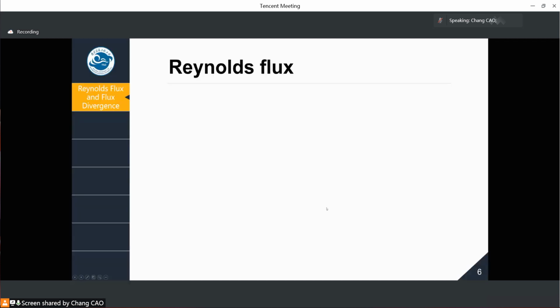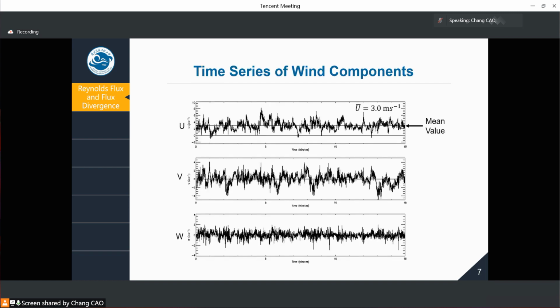The first part we will introduce is the concept of Reynolds flux. But before we get to Reynolds flux, firstly, I want all of you to see the time series of wind components here, for the 3 directions, U, V, and W. There is a horizontal line in each picture. Can you see it? This is the mean value.